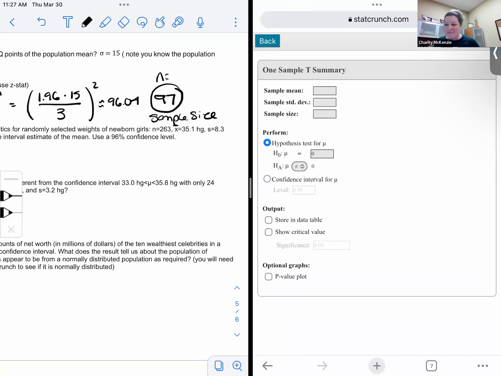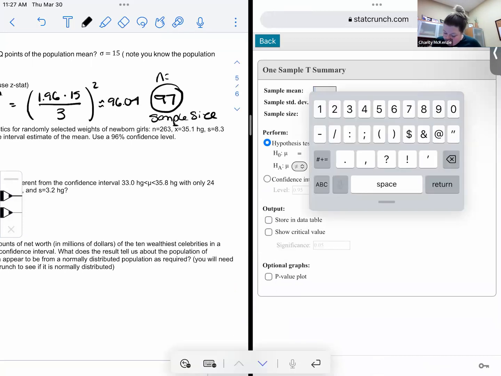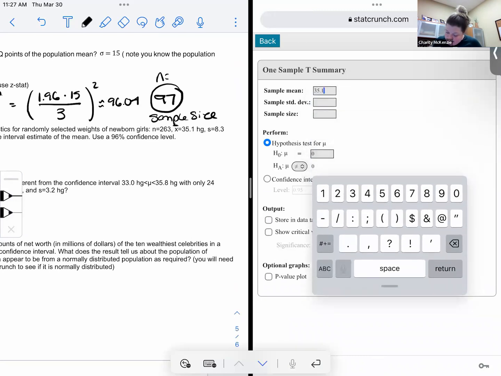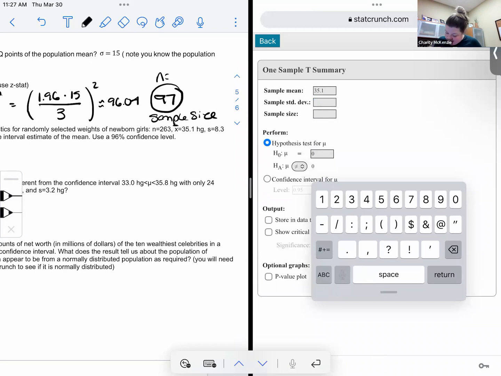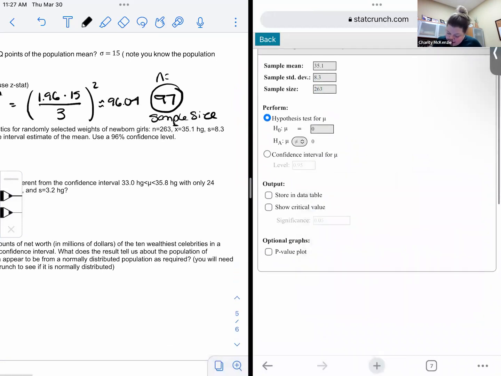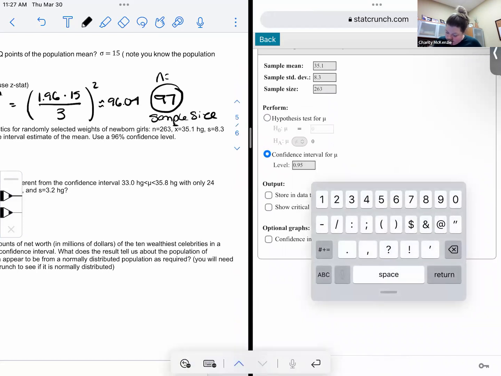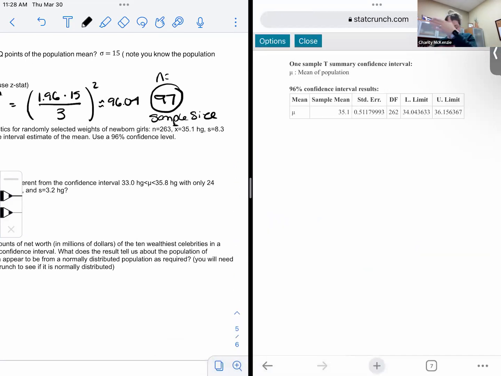I was like, what am I doing? So we're going to put in our mean. Our mean value was the 35.1. And our standard deviation was the 8.3. And we had a total of 263 people, and we want a confidence interval at the level of 96. So take a second to see that. So this is in the T statistic, and we're doing a confidence interval, and I'm going to hit compute, and it gives me that lower and that upper limit for me to write out my confidence interval.